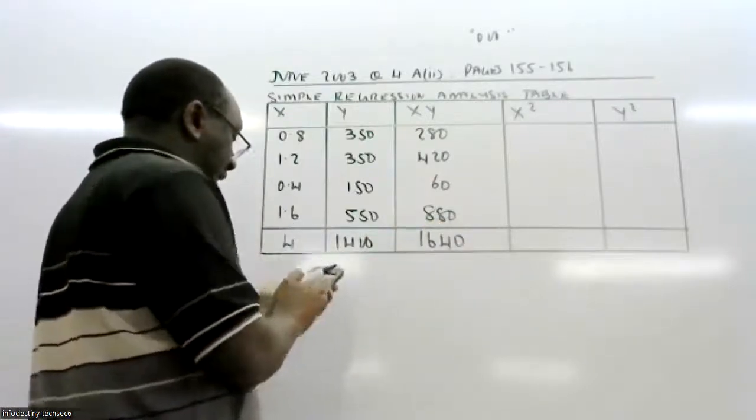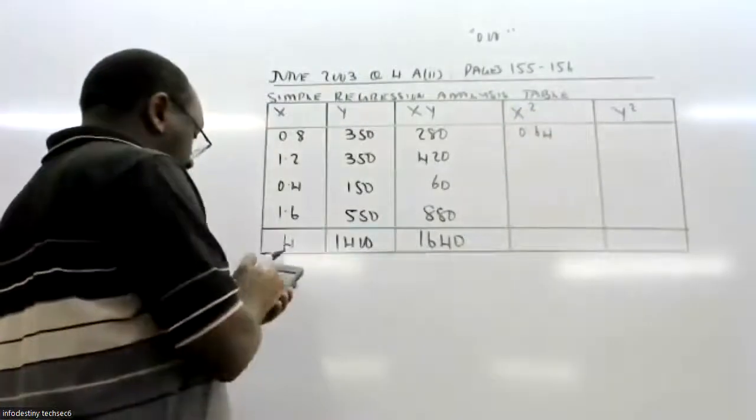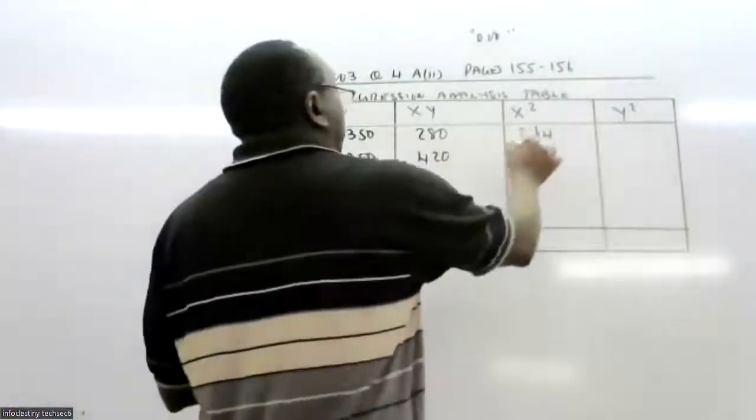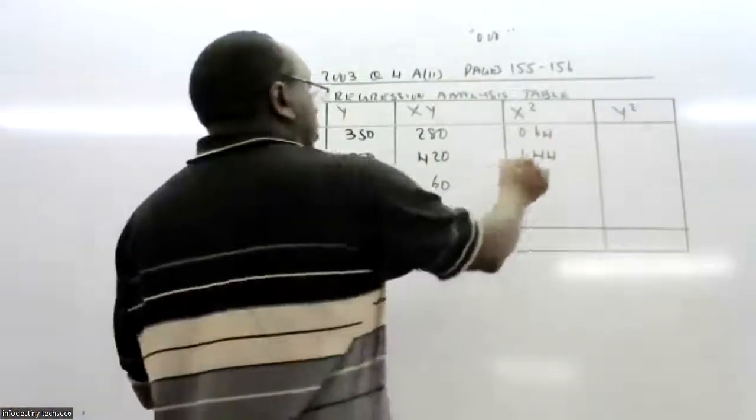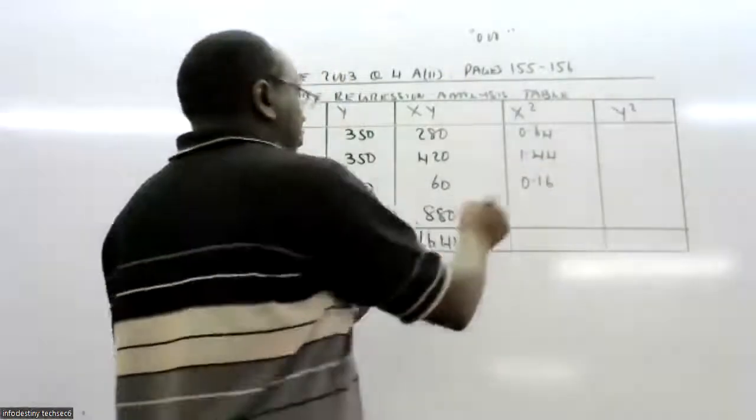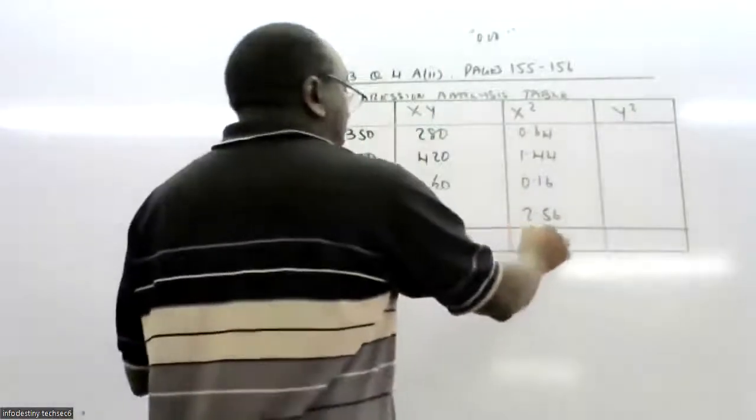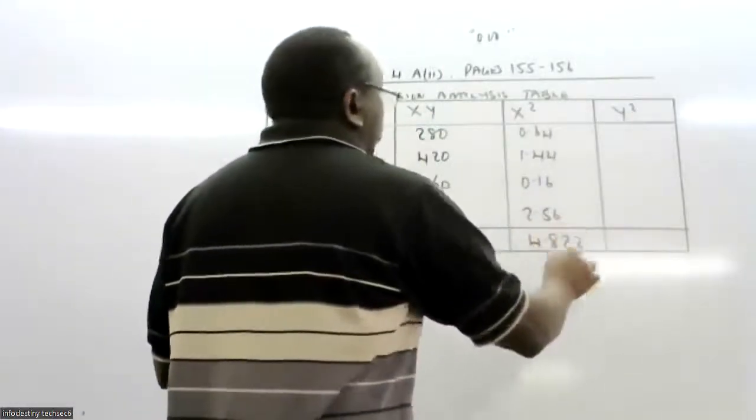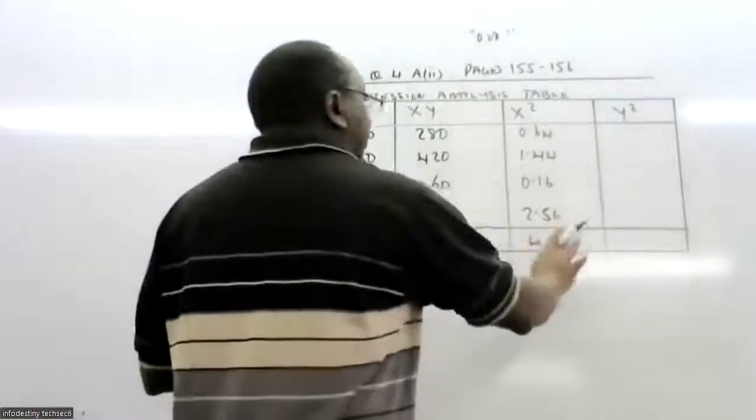0.8 squared is 0.64. 1.2 squared is 1.44. 0.4 squared is 0.16. 1.6 squared is 2.56. So the sum is 4.8, okay, 4.8.